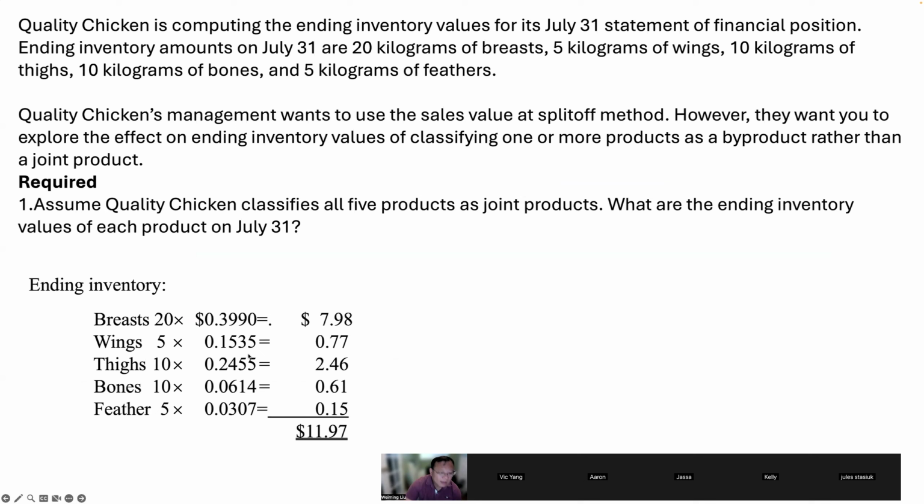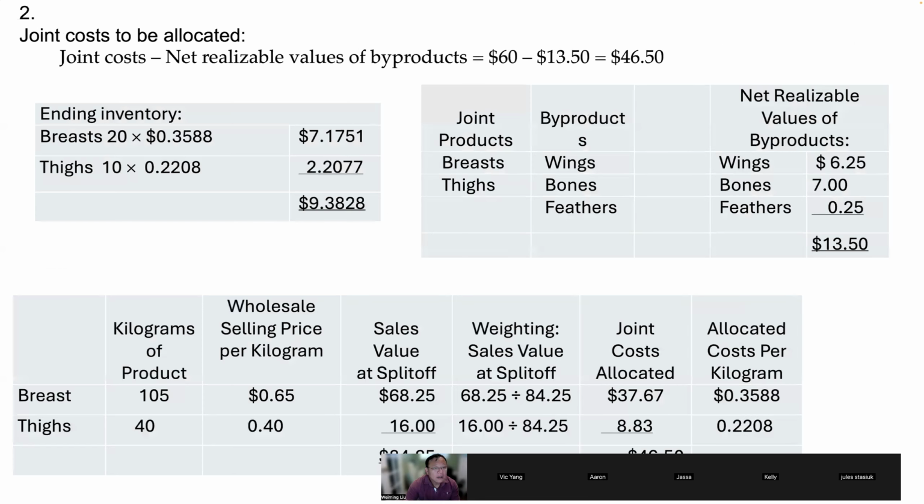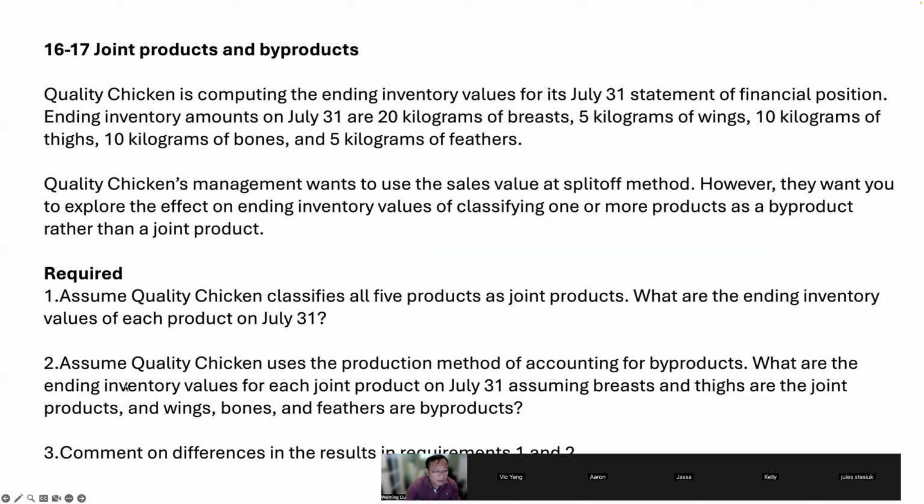Okay, and then I add them up. This is my total ending inventory. And now the second question, assume they use production method of counting for byproduct. Okay, then we assume the breast and the thighs are the joint product. The wings, the bones, and the feathers are byproduct.